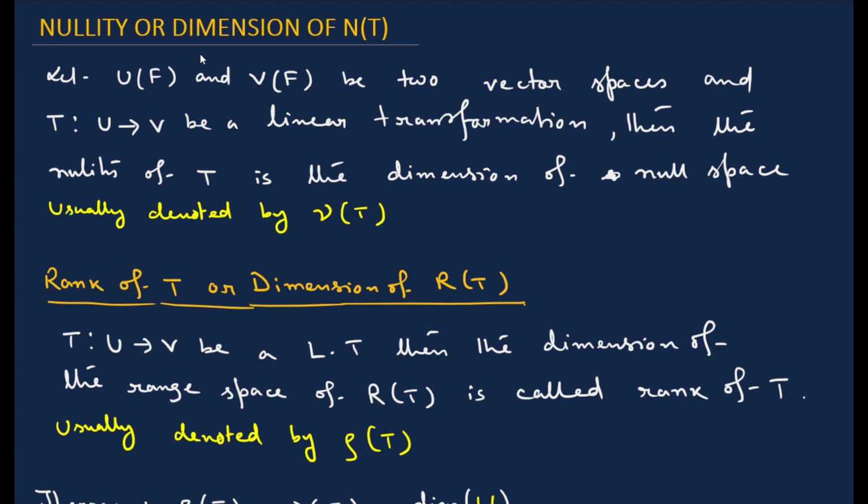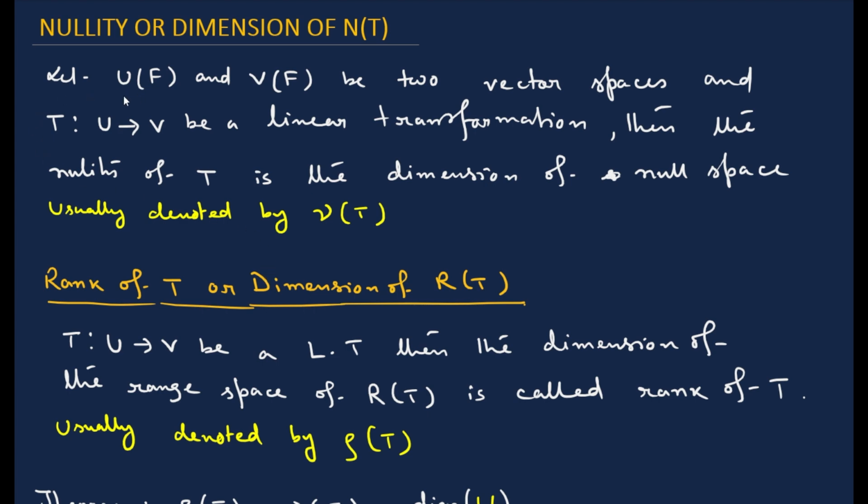Now nullity, or the another name is what? Dimension of N of T. So we know what is dimension. So I'll suggest you, before coming to this particular lecture, you first complete the basis and dimension in a very clear way. Do some problems of basis and dimension, because a similar kind of concept we have to use here.